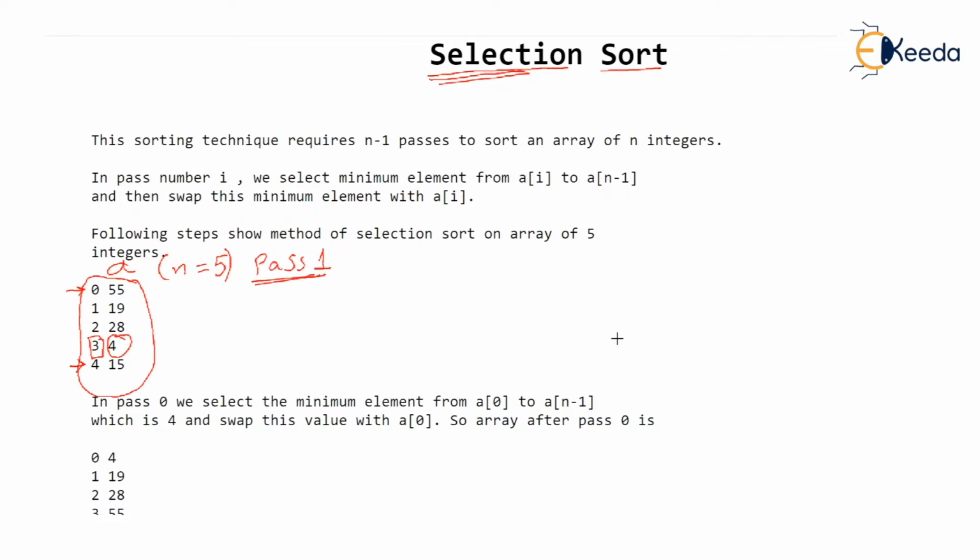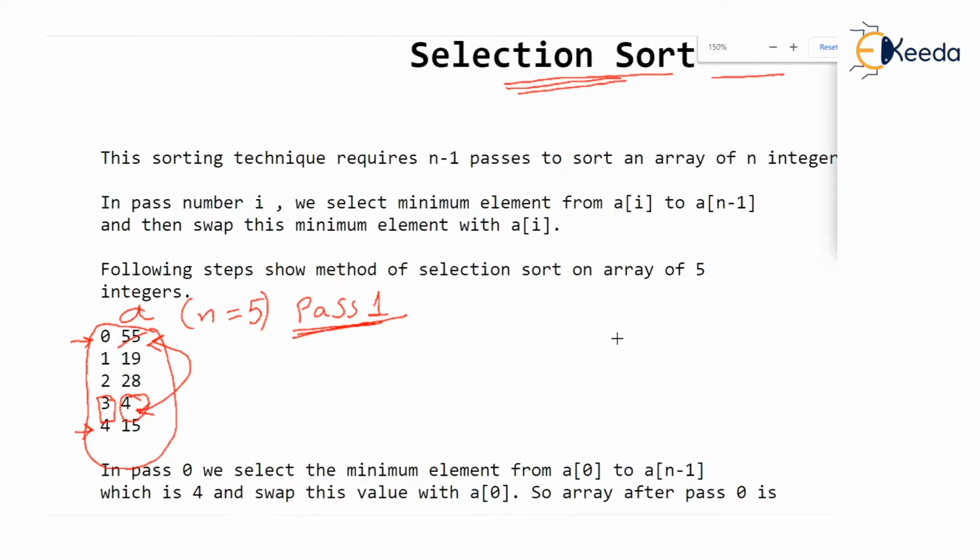I repeat, in pass 1, we select minimum value from this entire array and the minimum value over here is 55, 19, 28, 4, 15. So 4 is minimum placed at third position. We just swap this minimum. After selecting the minimum, we will swap this minimum with topmost element of the array. That means the topmost element, which was 55, will now become 4, isn't it? And this element, which was 4, third element, will become 55. This is what is done in pass number 1.